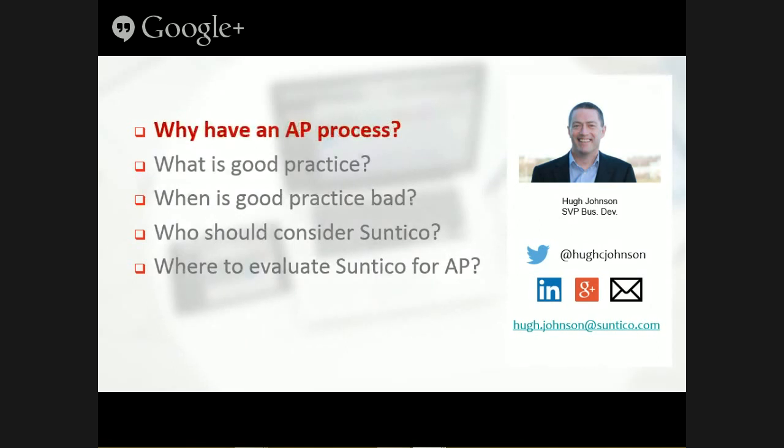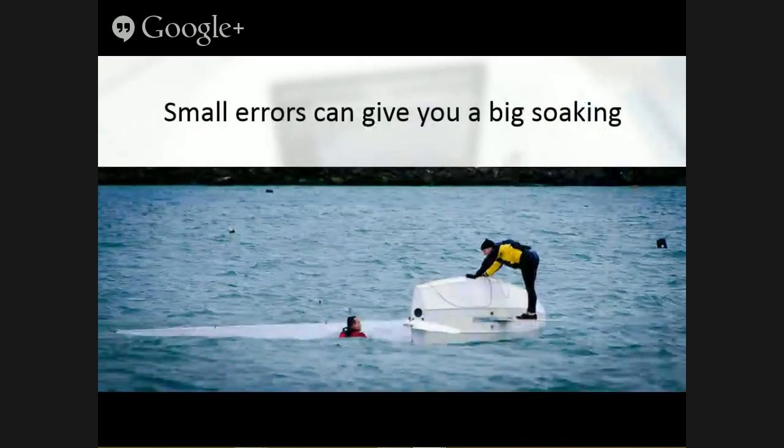So first of all, why have an AP process in the first place? Why not just pay your vendor invoices when they come in? The answer to that is probably very obvious to anybody in the finance function, perhaps a little bit less obvious to other people. But the answer is very simple, and that's that even small errors can actually cause big problems, particularly in a small business when it comes to accounts payable. And what I've got here is a sailing analogy where small errors can actually give you a big soaking.